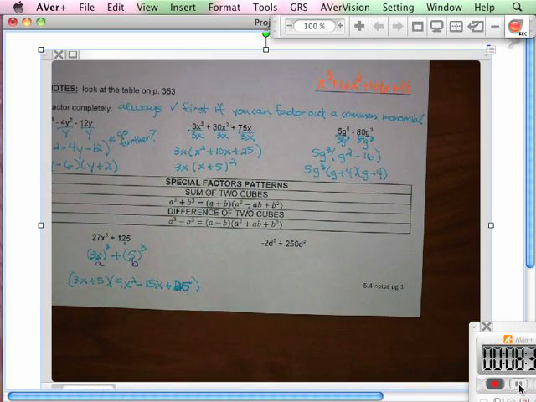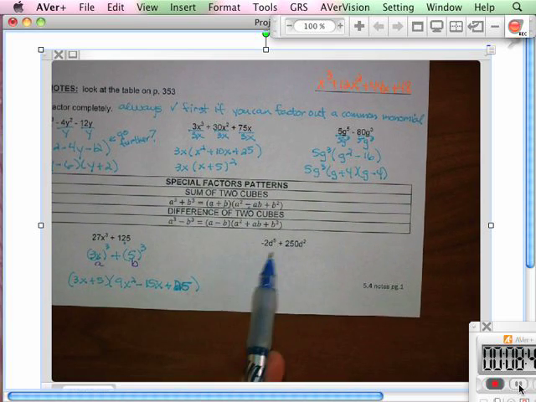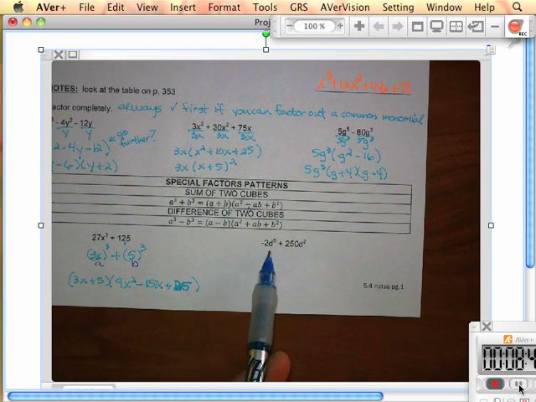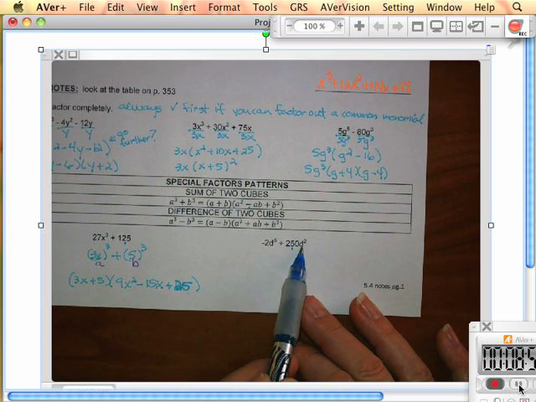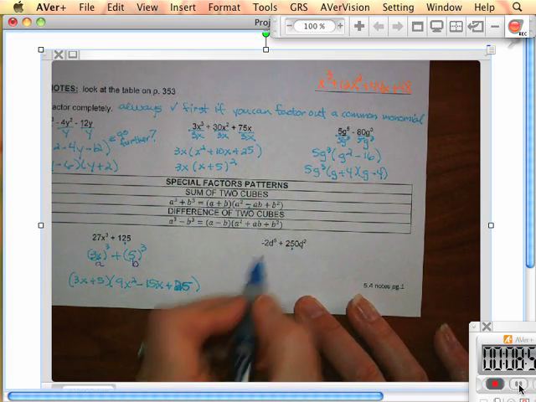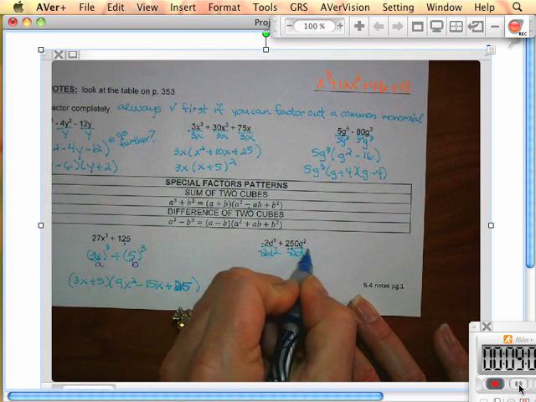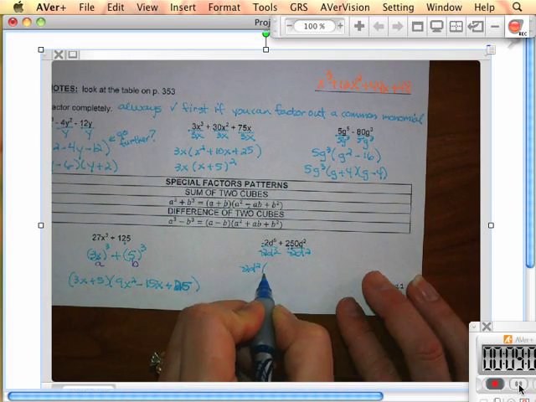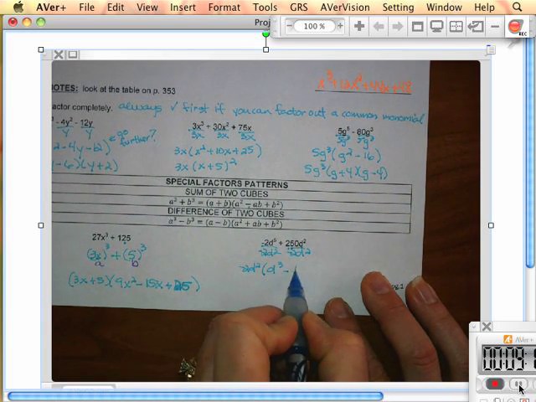Okay, let's try another one using these special factoring patterns. But first of all, don't forget, anytime you start to factor, you've got to decide, can I pull something out of both terms? And yes, I can here. They can both be divided by -2, and I can take a d squared out of both of them. So I'm going to divide by -2d squared and pull that out front. That becomes one of my factors. I'm then left with d cubed minus 125.